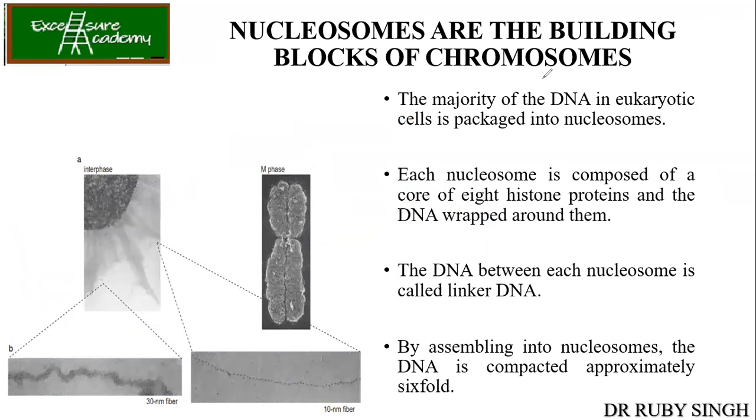Maybe at the end of this chapter, I'll bring more numericals so that the concept will be more clear. Now, by assembling into nucleosomes, the DNA is compacted approximately 6-fold. Please remember this, it is very important, because it will be asked at the end of the chapter how many fold the DNA is being compacted. So with the help of the nucleosome, the DNA is compacted 6-fold. Okay, let's move on.